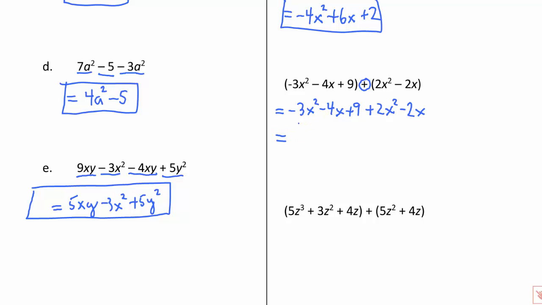And then again, like terms. Negative 3x squared, the like term with it, is plus 2x squared. So negative 3 plus 2 is negative 1x squared, or just negative x squared. Please do not write the 1 in front. It bugs me. Okay, the next one, negative 4x and negative 2x. Those two are like terms, add them together. Negative 4 plus negative 2 is negative 6, and keep the x the same. And then we have a plus 9.